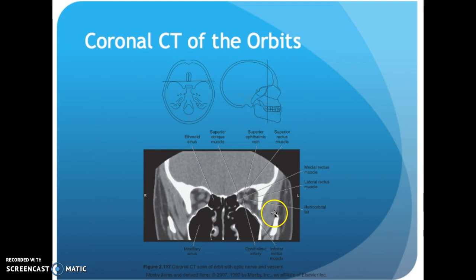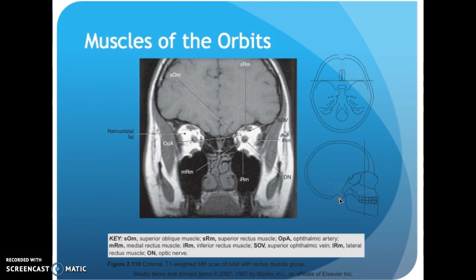So CT, you can see this is your ethmoid sinuses, your superior oblique. Now it's hard to tell the difference between each of the muscles. If you label this superior rectus, lateral rectus, medial or inferior rectus and medial rectus, and then your optic nerve right down the middle, I would mark you correct. You cannot see the differences within the muscles. MRI is a little bit easier because it's suspended in the fat, which is bright white, so it makes it a little easier. You have your superior rectus.